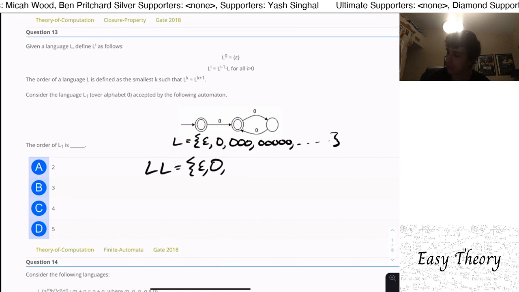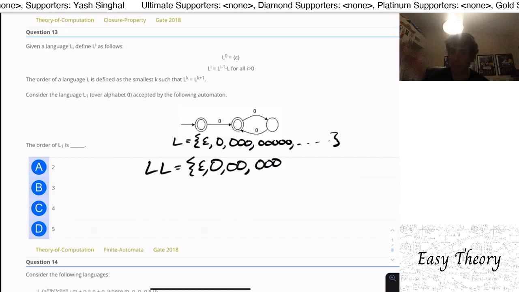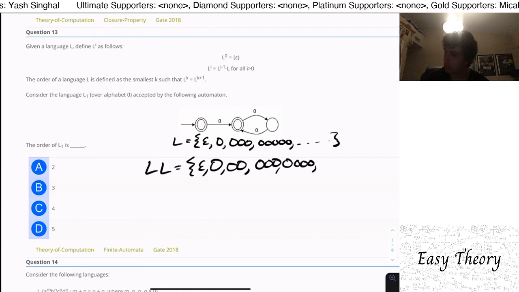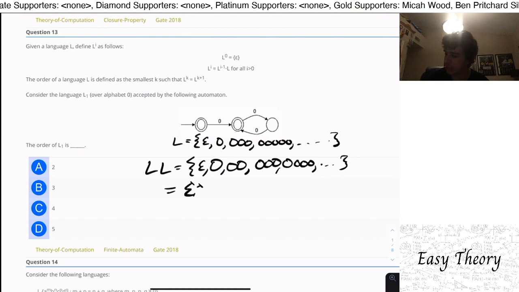So I can get the string of length 1, but with this string of length 1, I can concatenate it with any of the other ones to get every even length out of it. So I can get the string of length 2, 3 comes from 3 and the empty string, 4 comes from using the 3 and the 1, and in fact we can get every string length. So this is actually equal to sigma star.